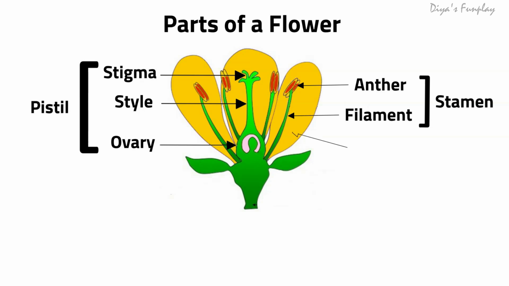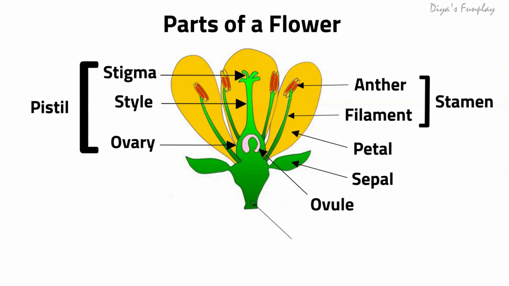Now, let's have a look at the other parts of a flower. A petal is the brightly colored part of the flower. Sepal is the outer part of the flower that encloses a developing bud. This part is generally green in color and looks like a leaf. An ovule is a small part inside the ovary that contains a small cell. This later becomes a seed after fertilization.